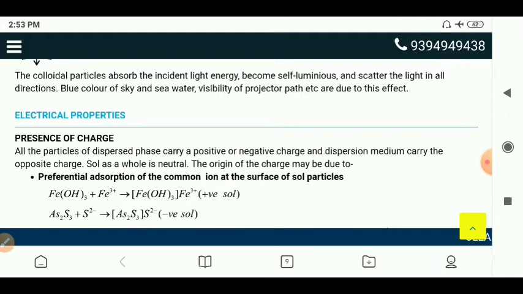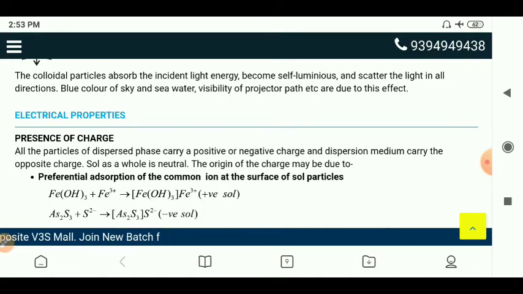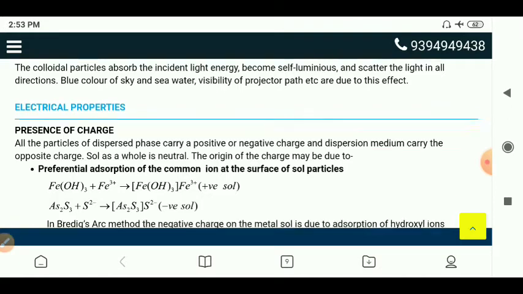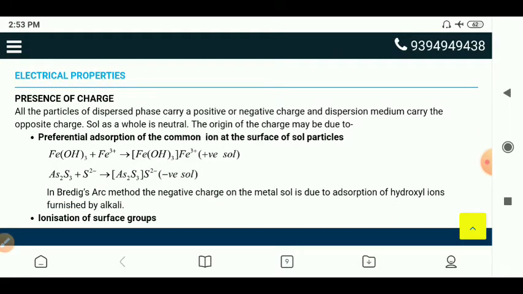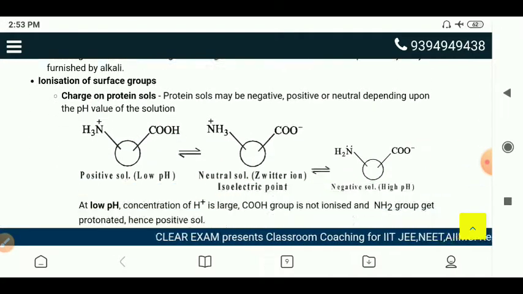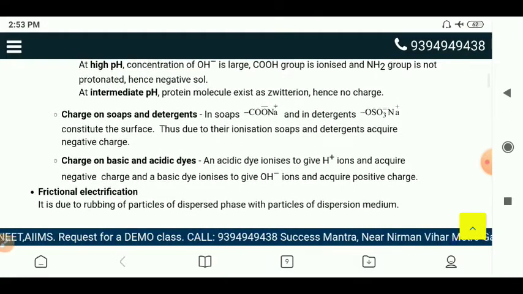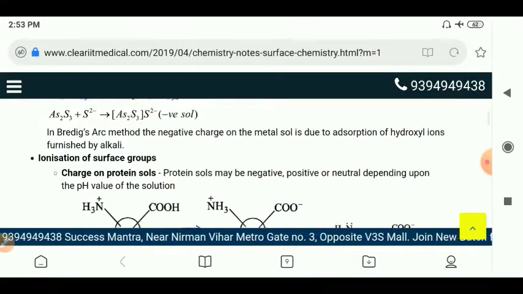All the particles of the dispersed phase carry a positive or negative charge, and the dispersed medium carries the opposite charge. Suppose the dispersed phase is negative, the dispersed medium will be positive. The whole solution will be neutral. The origin of the charge may be due to: first, the preferential adsorption of common ion at the surface of the solid particle; second, the ionization of surface groups; third, the frictional electrification. Due to these 3 reasons, it will carry some charge.